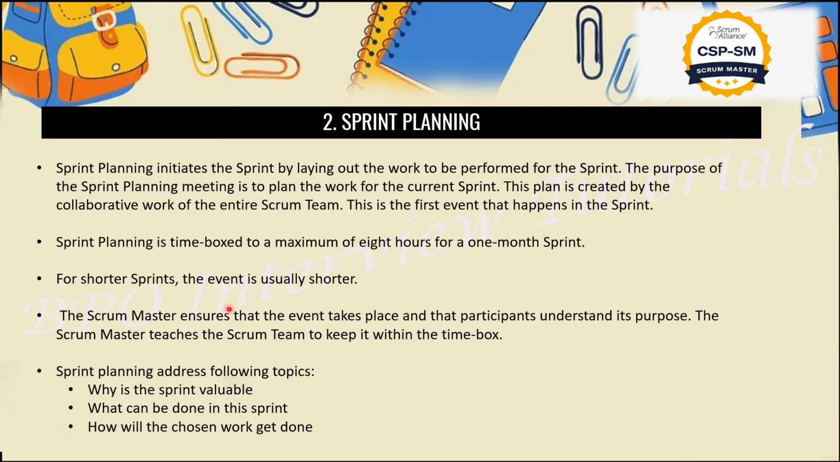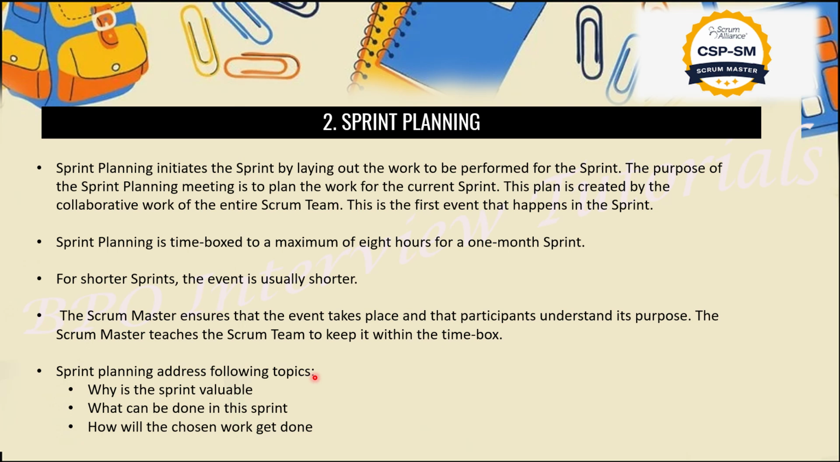Next, sprint planning is also time-boxed, guys. It might take a minimum of 8 hours for a month-long sprint, and for a shorter sprint it might take even less time. It totally depends on the entire team's discussions, guys. The Scrum Master ensures that every event takes place and that participants understand the purpose. The Scrum Master teaches the Scrum team to keep it within the time box.